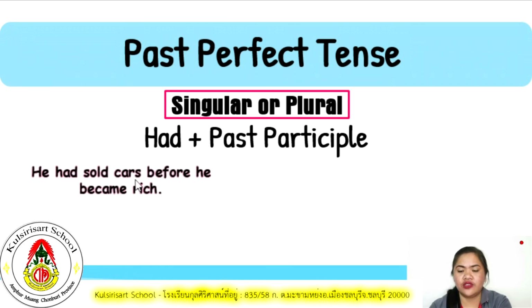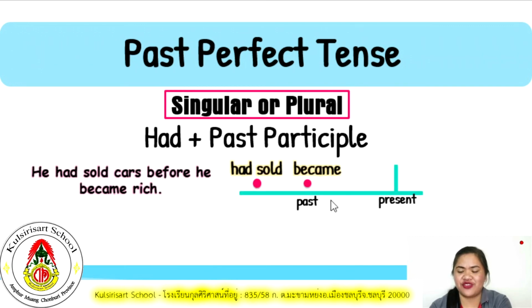So we have here an example. He had sold cars before he became rich. Notice that there are two verbs in this sentence: had sold and became. So before the subject became rich, he had sold cars. So we have here the illustration. Became is in the past, and before that specific action, another action happened, which is had sold.